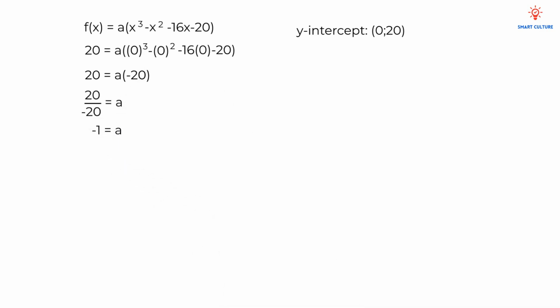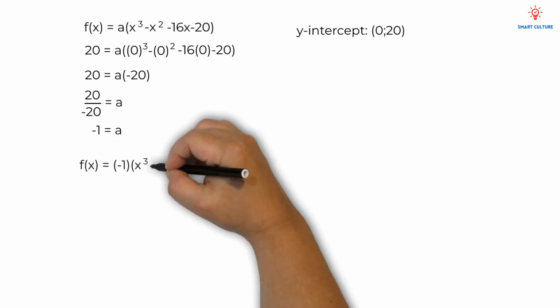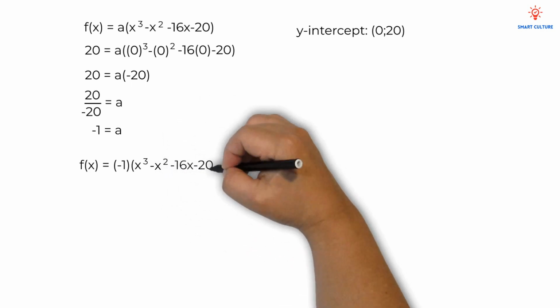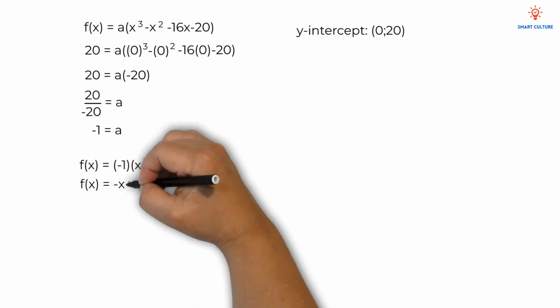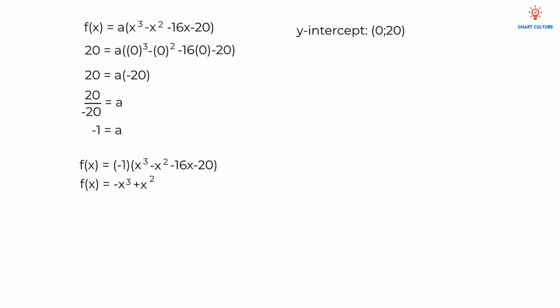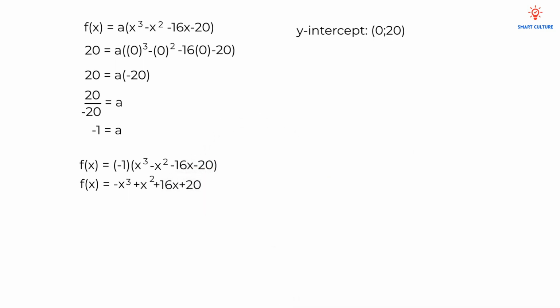Now that we have the value for a, we can write the equation in standard form. So let's multiply -1 with x³ - x² - 16x - 20. That gives us -x³ + x² + 16x + 20. So this will be the final answer.